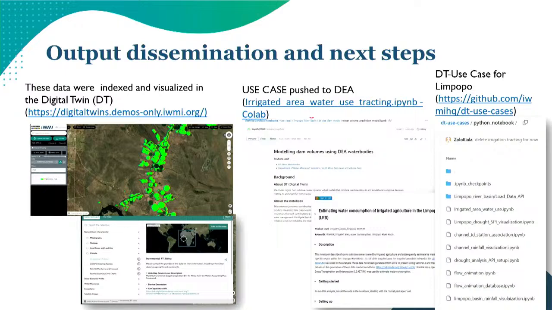Once the data is indexed, it is visualized in the digital twin, as you can see. And some of the scripts that we developed, we put them in a GitHub repo.